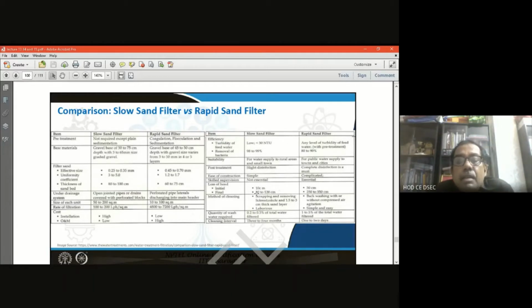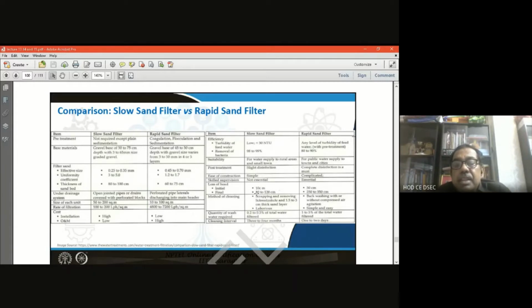Fine. Ease of construction: for the slow sand filter, the construction process is very simple, and against this, the rapid sand filter construction is complicated. Skill supervision is not essential in case of slow sand filter, but in case of rapid sand filter, skill supervision is essential, because there are very many troubles we face in the rapid sand filter during operation, and the remedial measures we have also discussed.